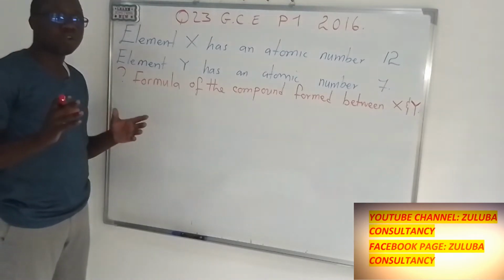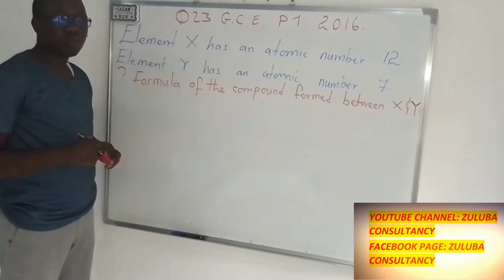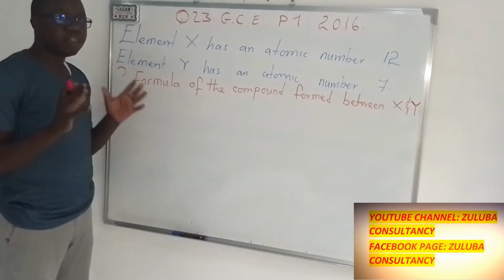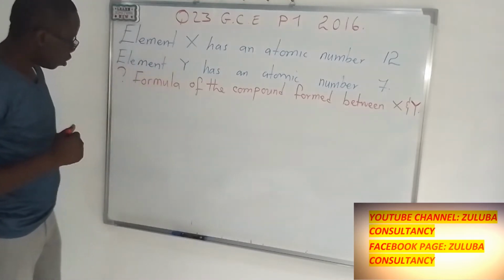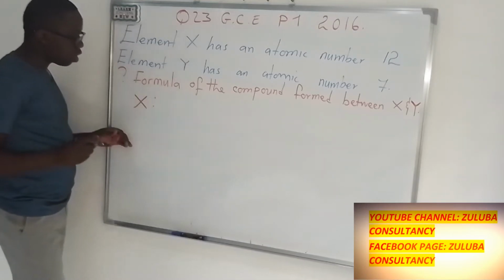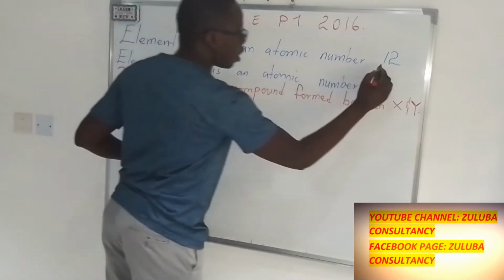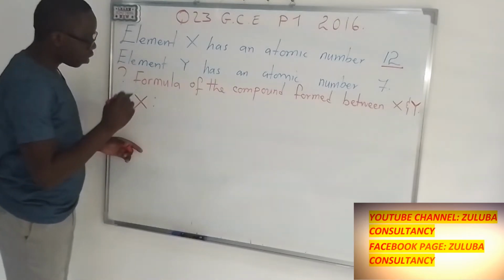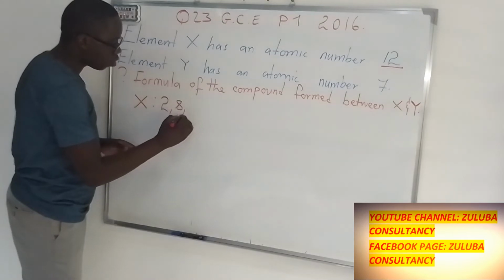For us to know the formula of the compound formed between element X and element Y, the first thing we need to do is to write the electronic configurations of the two elements. So let's start with element X. What is the electronic configuration of element X? We have been told that the atomic number for element X is 12, so the electronic configuration should be 2, 8, 2.